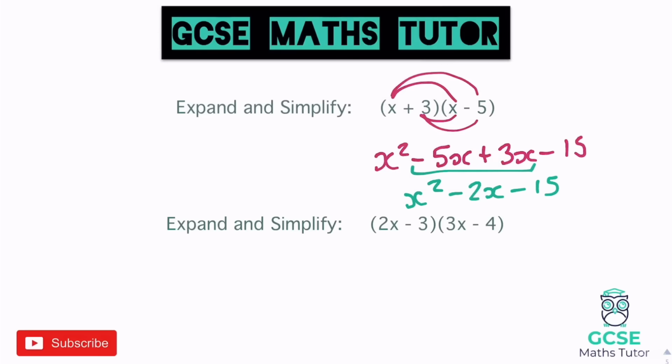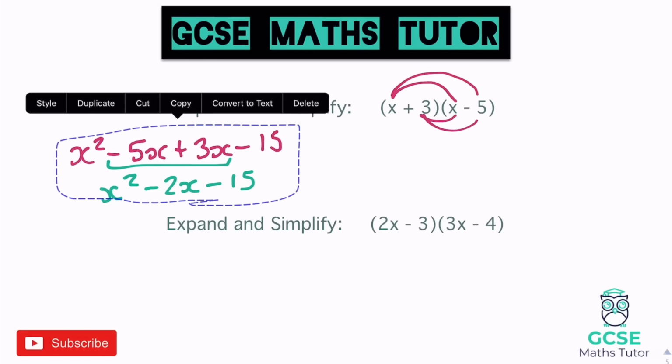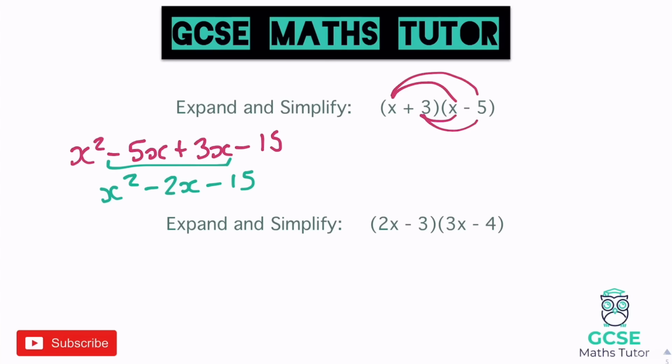Onto the one below. So we've got some numbers in front of the x's here, so I'm going to do the same process. Let's see if we can move some of this out of the way. Okay, so 2x times 3x, 2 times 3 is 6, x times x is x squared, so we'll get 6x squared. 2x times 4 is 8x, that's negative 4, so it's negative 8x.